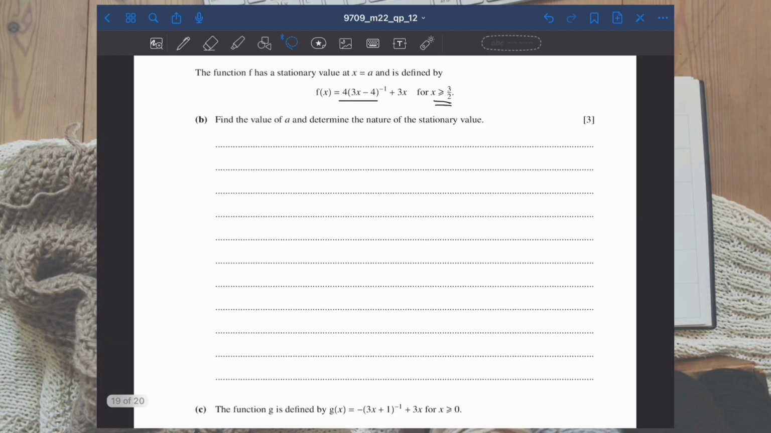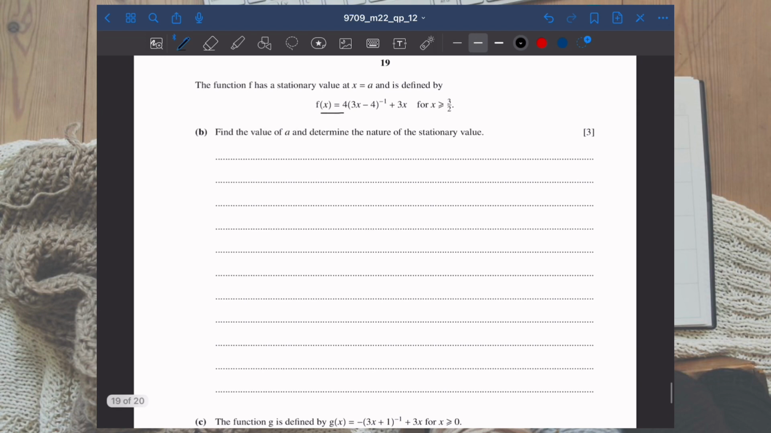Part B, the function f has a stationary value at x equals a and is defined by f of x equals 4 times (3x minus 4) to the power of negative 1, plus 3x, for x more than or equal to 3 over 2. Find the value of a and determine the nature of the stationary point. So first, we need to find the stationary point for this function.